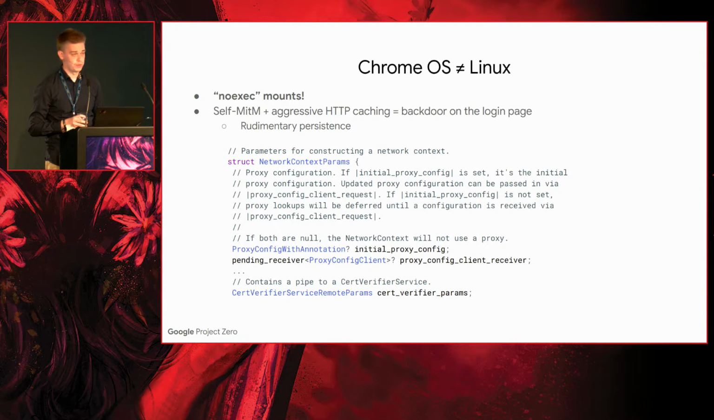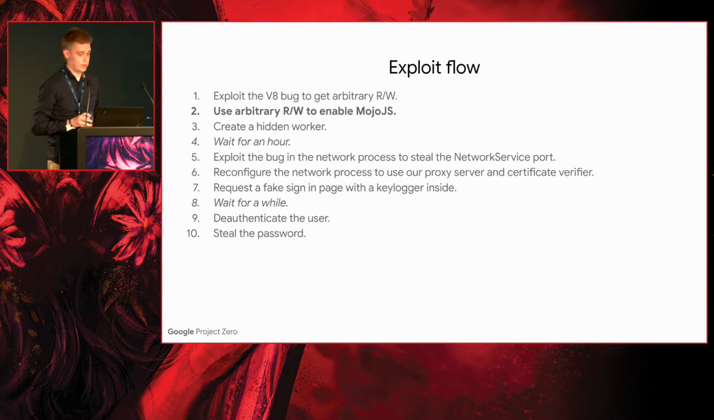Since our goal was just to steal the password, we will settle on using another privileged method in the same network service interface to temporarily redirect all traffic to our proxy server and make the browser trust our certificates. Then we backdoor the login page by requesting it from the exploit, responding from our proxy, adding a couple of very aggressive HTTP cache headers and a bit of our own JavaScript. This is the final exploit flow.